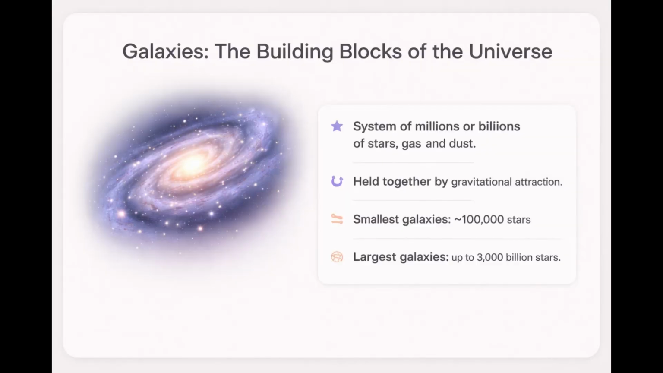Let's dive right into the concept of a galaxy. A galaxy is essentially a massive system containing millions or even billions of stars, along with vast amounts of gas and dust. All of this material is bound together by gravitational attraction, making galaxies the major building blocks of our universe.